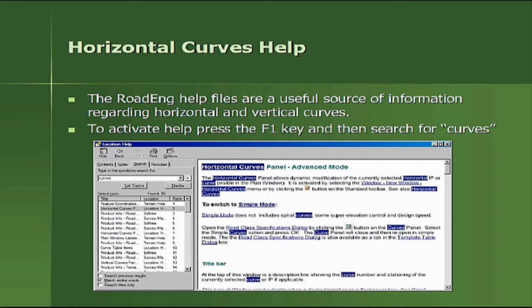Horizontal curve details. The Runout help files are a useful source of information regarding horizontal and vertical curves. To activate help, press the F1 key and then search for curves.